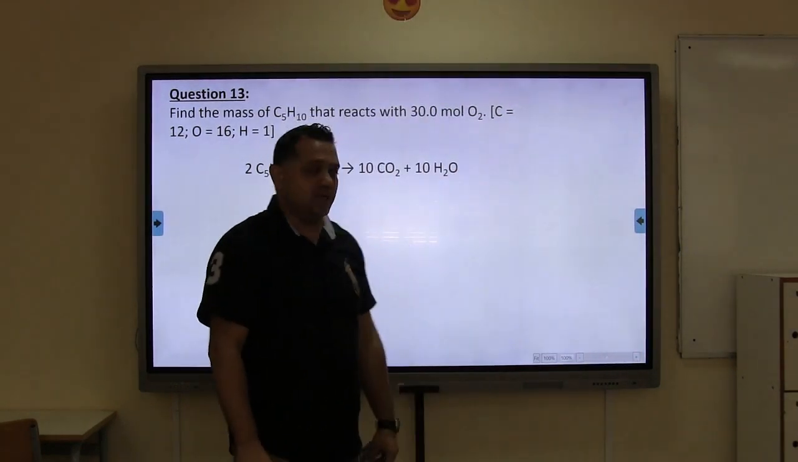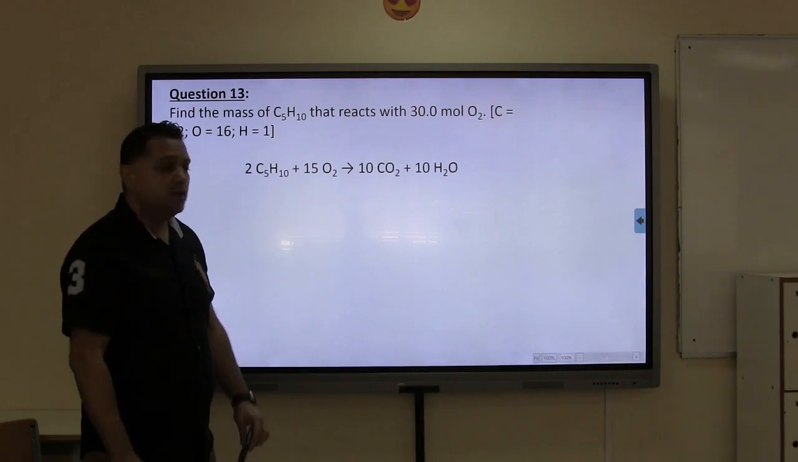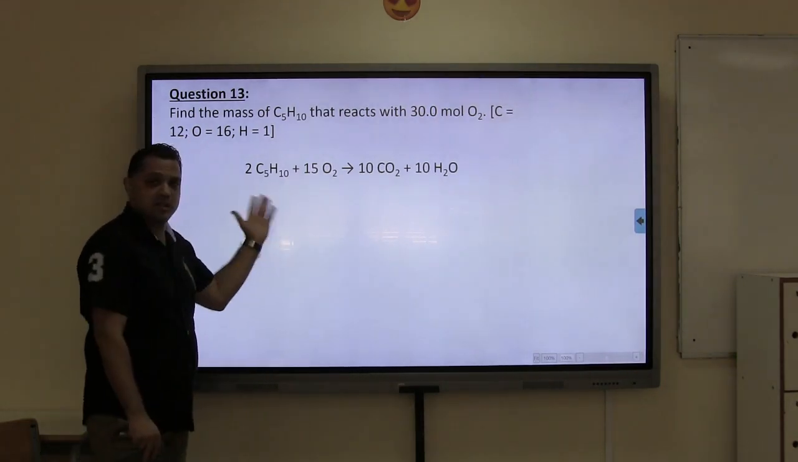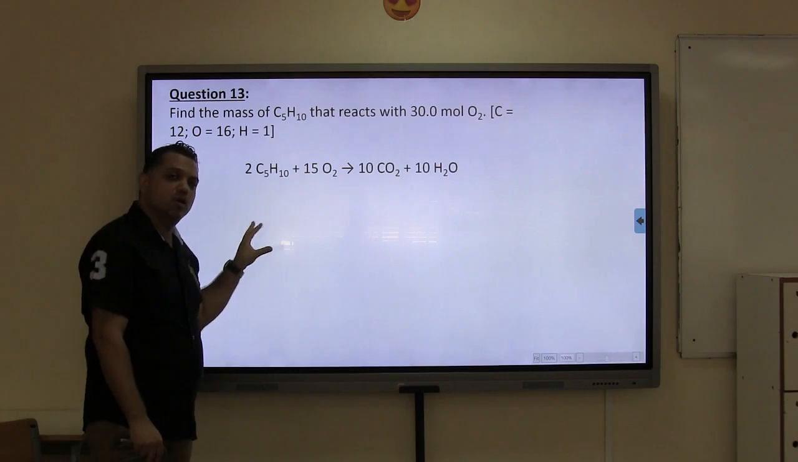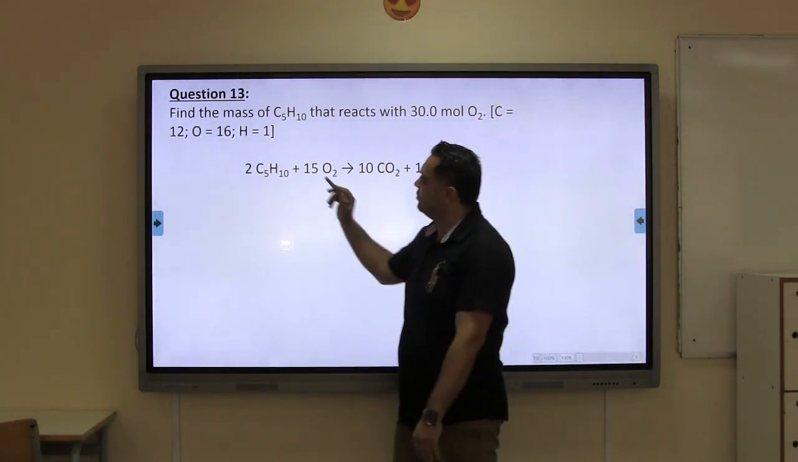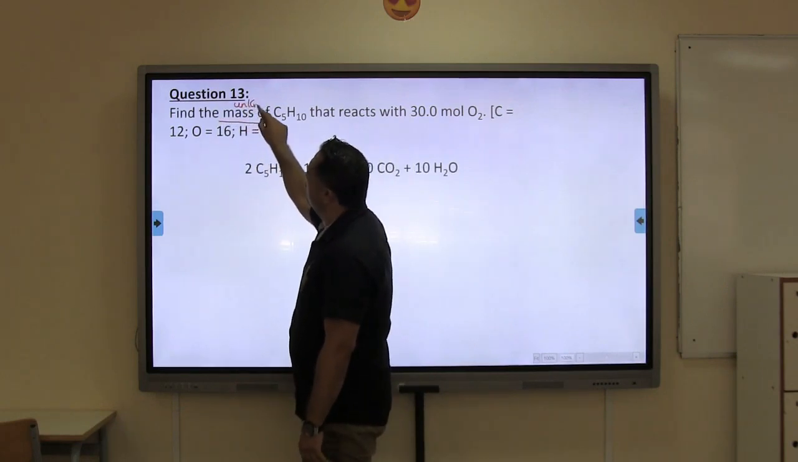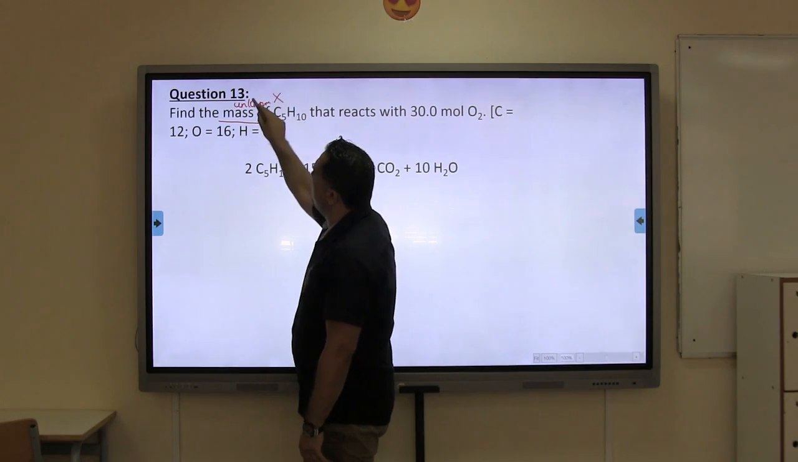In question number 13, we need to find the mass of C5H12. Again here, we look at the reaction, it is balanced. We focus on the unknown and the given. So find the mass of C5H10. I don't know the mass, so this will be the unknown, and this will be the X.